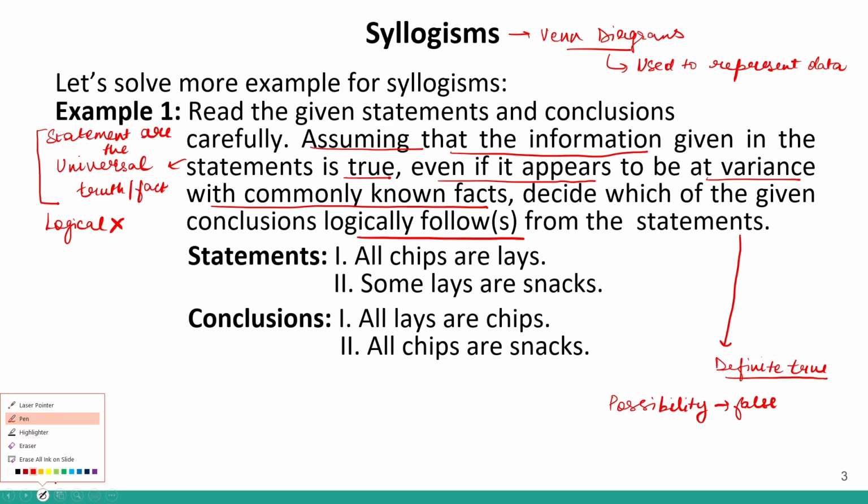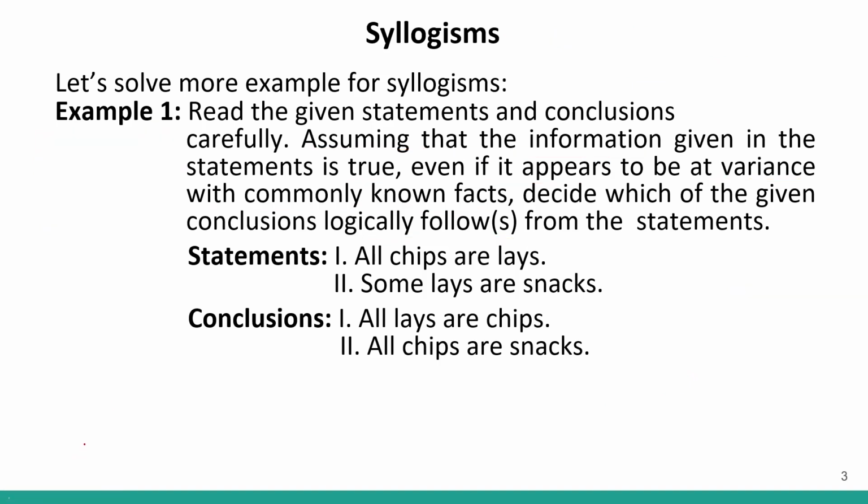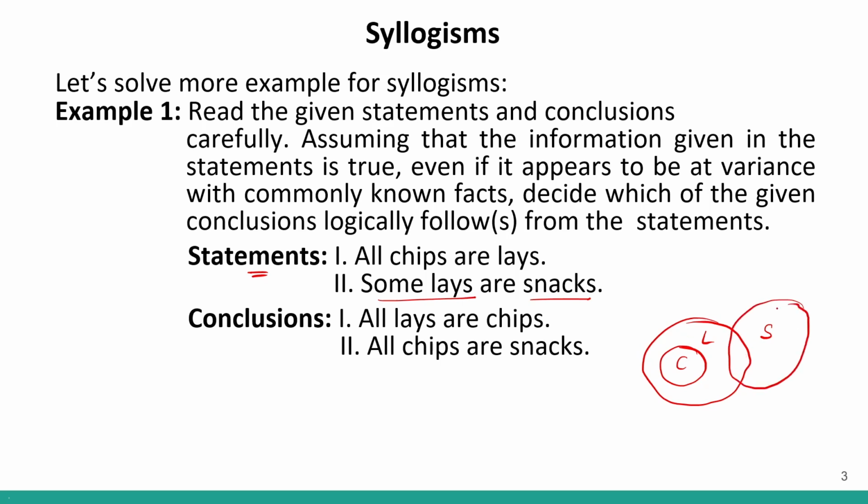So let us start this particular question. The statement is given: all chips are Lays. So that means all chips will be Lays, correct? All chips will be Lays. It can be represented like this. Some Lays are snacks. So some Lays are snacks means some Lays and snacks will overlap. This area represents that some Lays are snacks, correct? This is the Venn diagram. This will be your final Venn diagram.